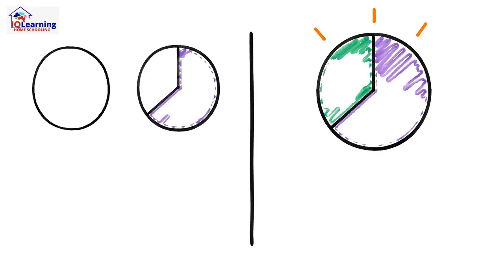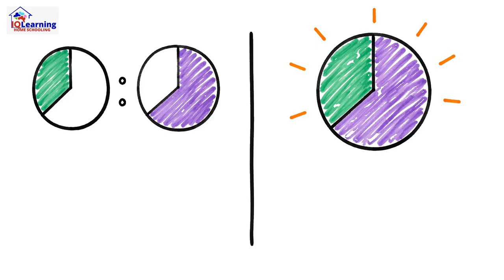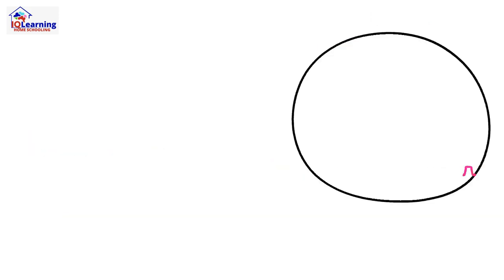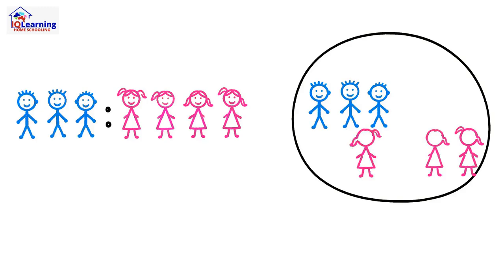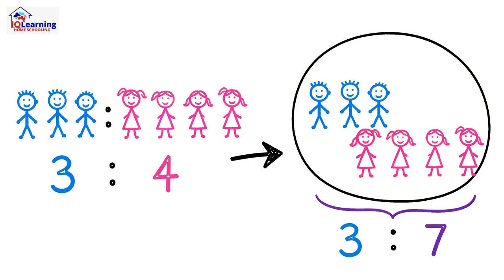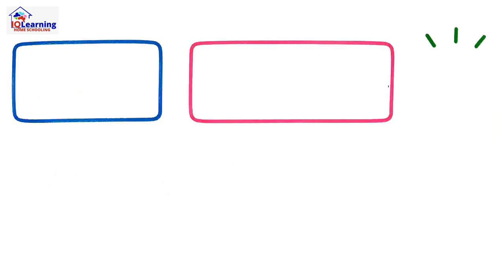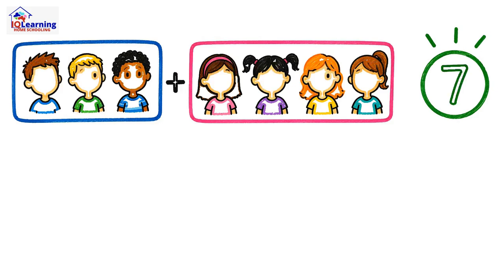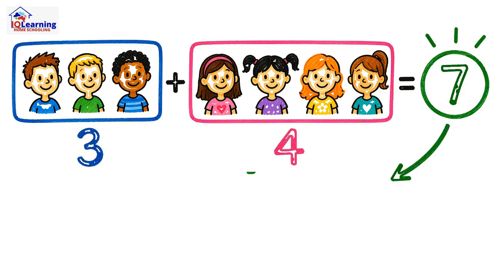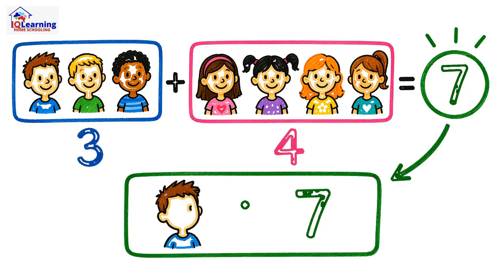Finally, there's the most important distinction, part to part versus part to whole. Comparing boys to girls, say 3 to 4, is part to part. But what if you want to compare the boys to the total number of children? First, find the total by adding the parts. 3 plus 4 is 7. So the ratio of boys to the whole class is 3 to 7. This is a part to whole ratio, and it shows the fractional share of one group.